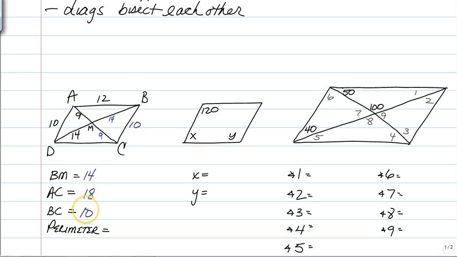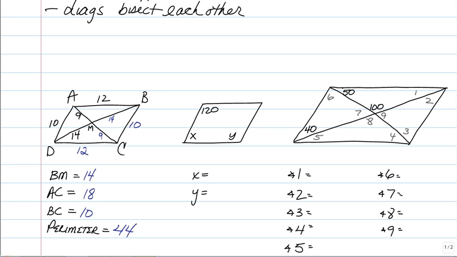Last is our perimeter. Well, we already know this is 10 and that's 10 and this is 12. So since opposite sides are congruent again, the bottom is going to be 12. So our perimeter is going to be 44. Okay, so that's just an easy problem just using what we know about parallelograms.